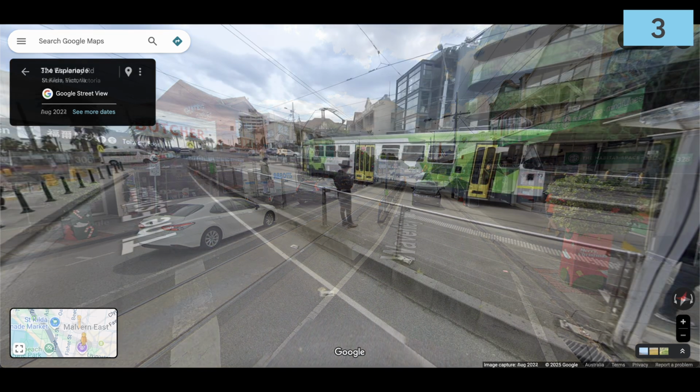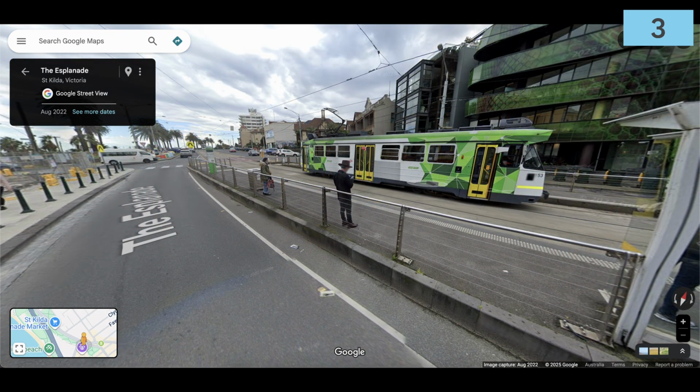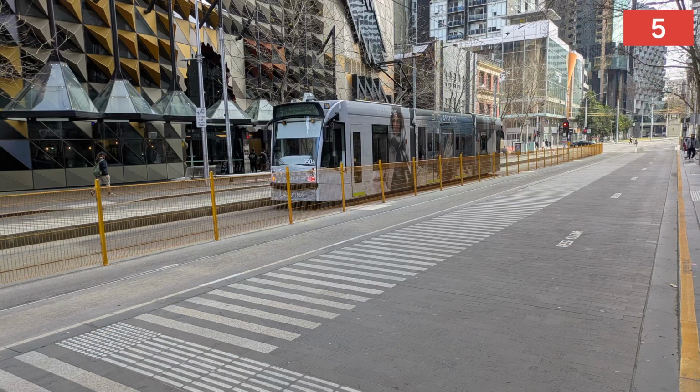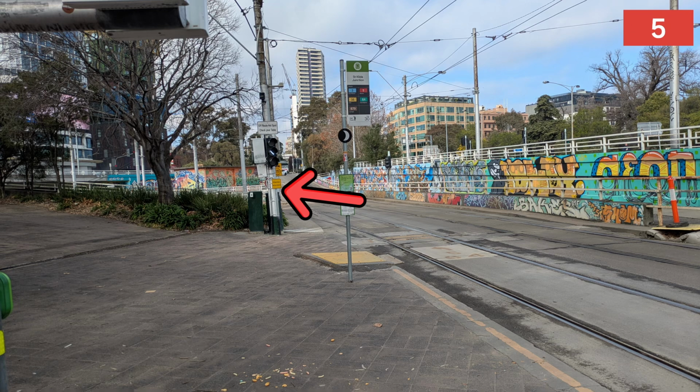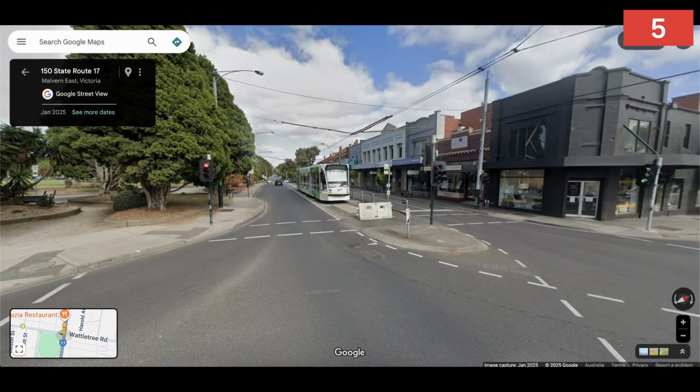Tram Route 3 also has a special weekend service that goes via the Esplanade and only runs on the weekends, called 3A. Route 5 follows the same path as the Route 3, but instead turns left at St Kilda Junction onto Queens Way and Dandenong Road. The 5 then continues straight down Wattletree Road and then terminates at Malvern.